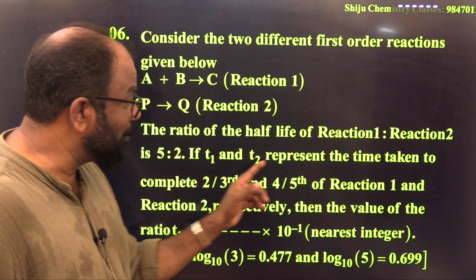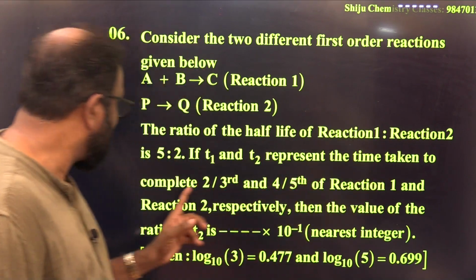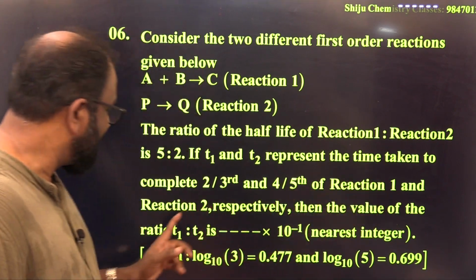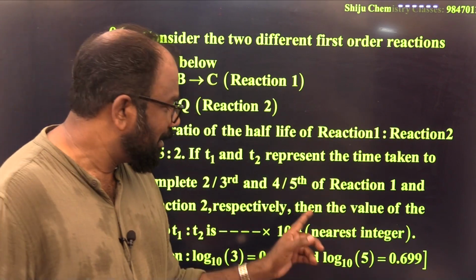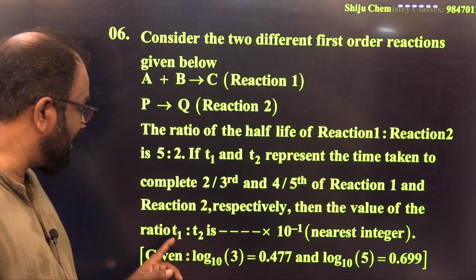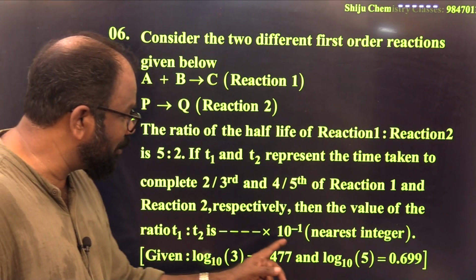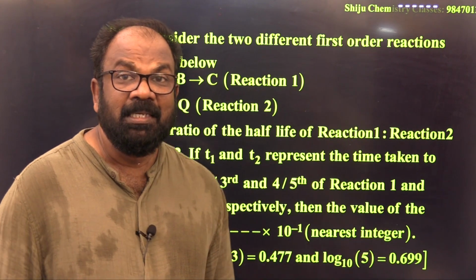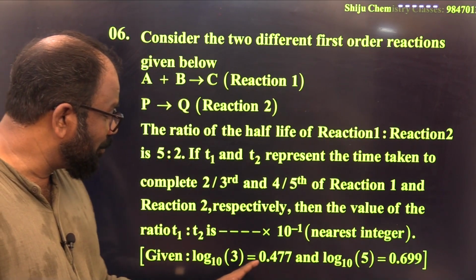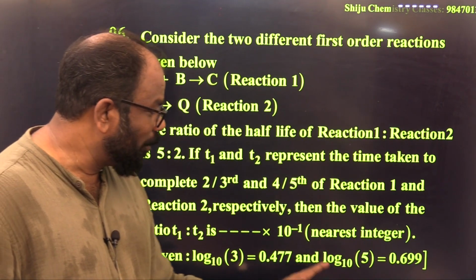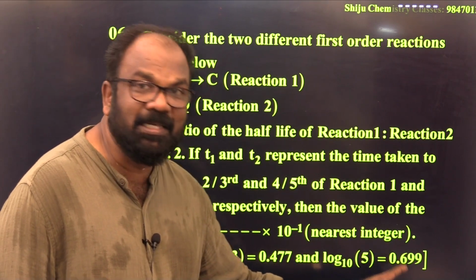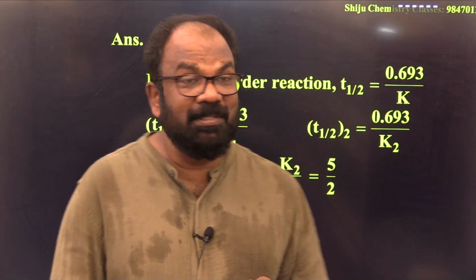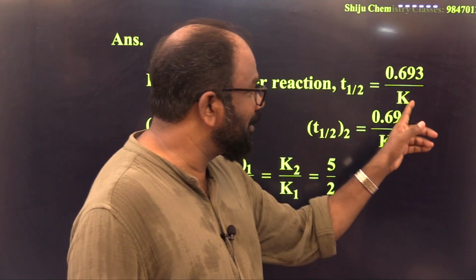If T1 and T2 represent the time taken to complete 2/3 and 4/5 of reaction 1 and reaction 2 respectively, then the value of the ratio T1 to T2 is dash into 10 raised to minus 1. In bracket nearest integer, it is given that log 3 is equal to 0.477 and log 5 is equal to 0.699. We know for a first order reaction, half-life period T half is equal to 0.693 divided by K.